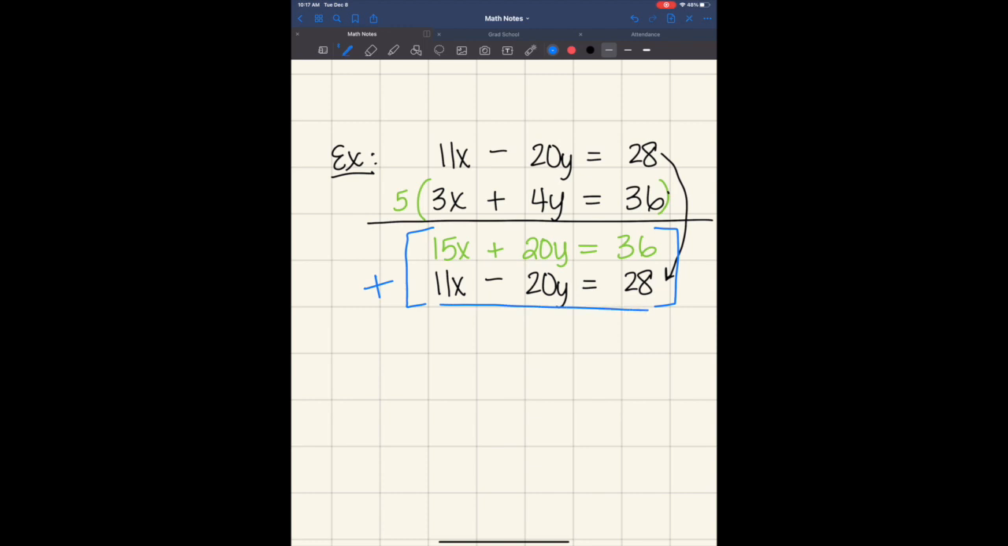So then I'm going to add those two together, and I get 26x plus 0y equals 208. Because as you can see, I forgot to multiply the 36 by 5, so I fixed that, which is 180. And so we get 26x equals 208. And when we divide both sides by 26, we get x equals 8.